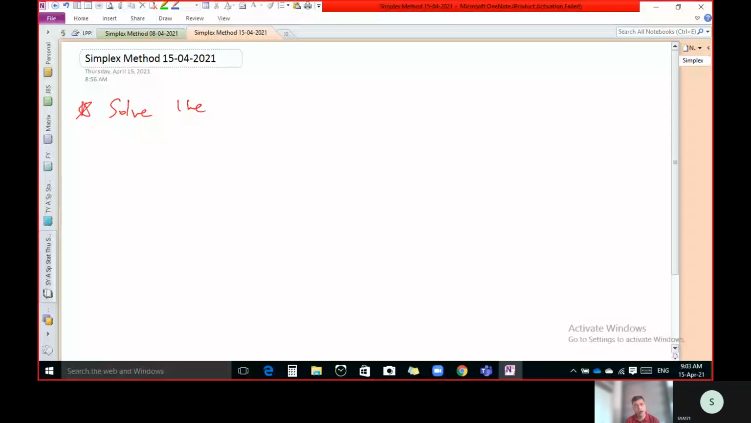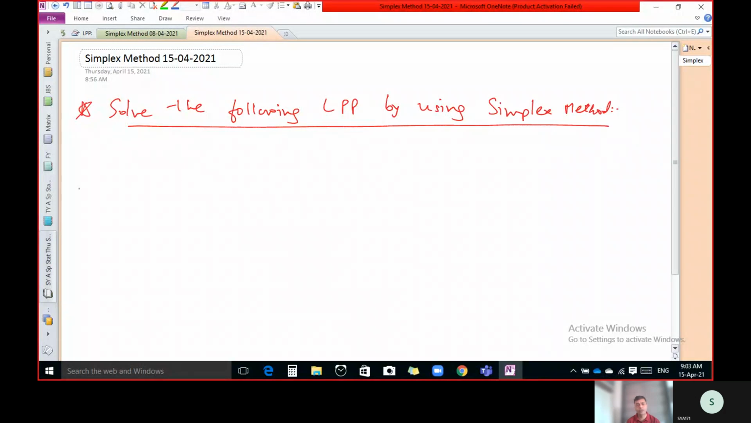Solve the following linear programming problem by using simplex method.